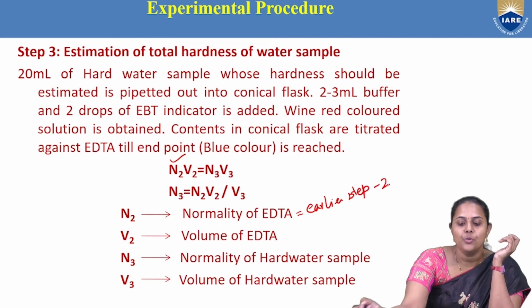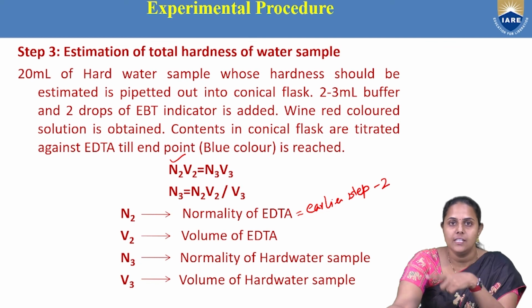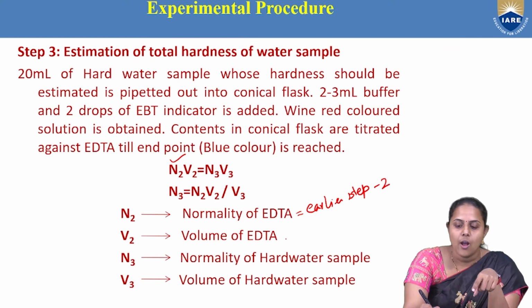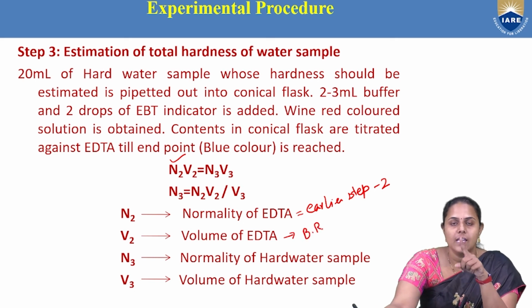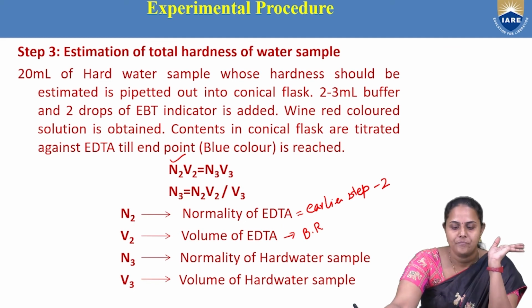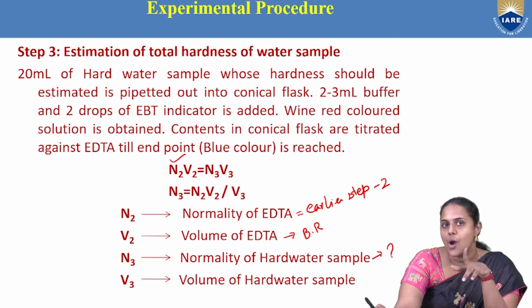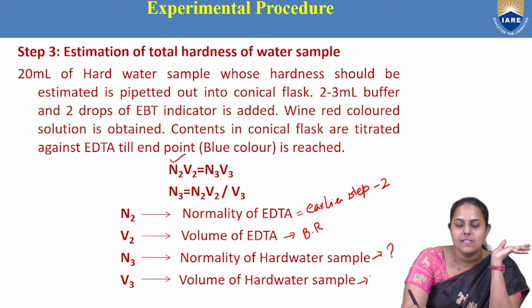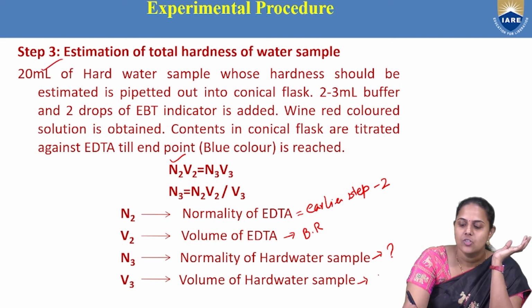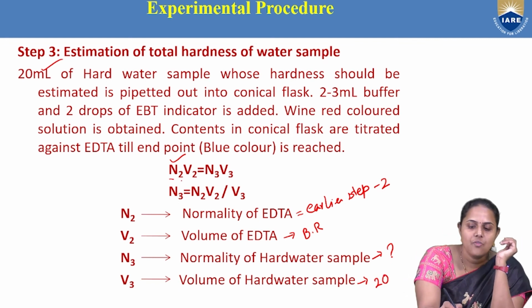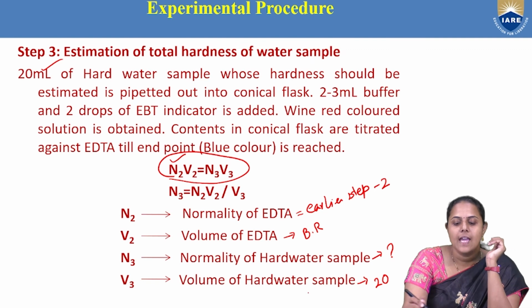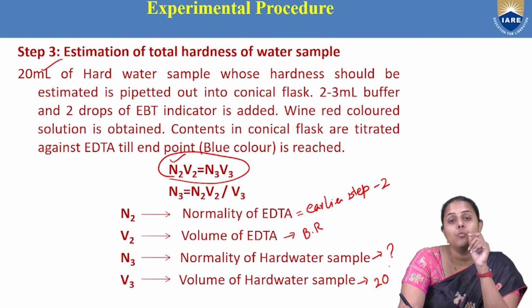That means from step 2, we have found out the normality of EDTA. This value we know. Volume of EDTA is nothing but the burette reading. We have already noted the values while doing the experiment. Normality of the hard water sample, we don't know. That one we have to calculate. Volume of hard water sample, we know. I have taken 20 ml, so instead of V3, I will write down 20. By using this formula, we will calculate N3, that is the normality of hard water.